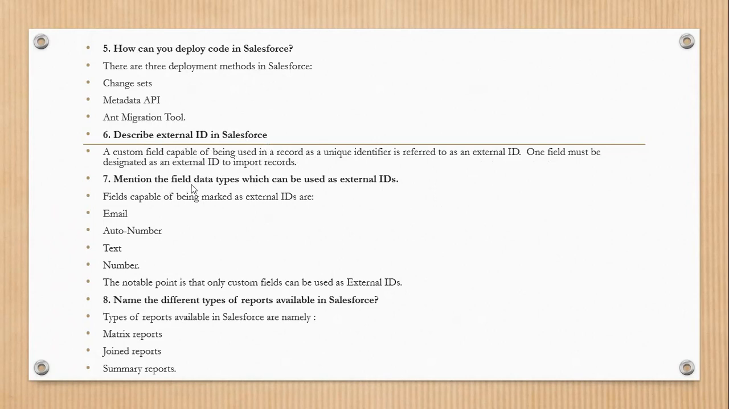Next question, mention the field data types which are capable of being marked as external ID. They are emails, auto numbers, text, number. The notable point is that only custom fields can be used as an external ID.